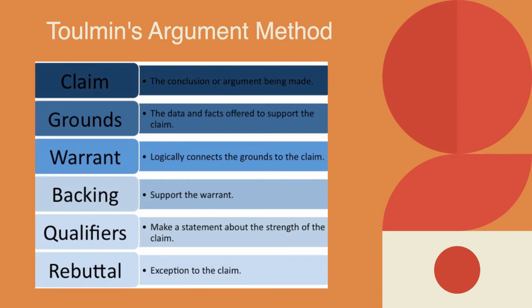Another part is the warrant. This links data and other grounds to a claim, legitimizing the claim by showing the grounds to be relevant. The warrant may be explicit or unspoken and implicit. It answers the question, why does that data mean your claim is true?